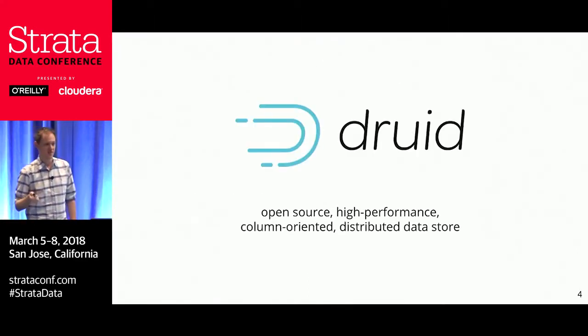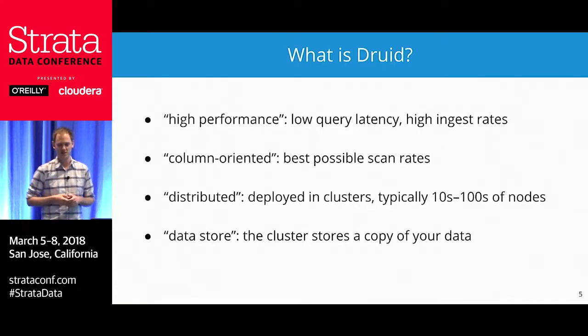So first off, Druid. How many people here have heard of Druid? Cool. That's awesome. That's way more than last time I talked about Druid. How many people are using it in production? OK. Next time, I want that to be a lot higher. All right, so Druid. It's an open source, high performance, column-oriented distributed data store. It's a mouthful, but let's talk about what that means.